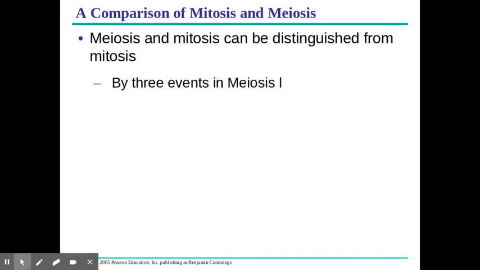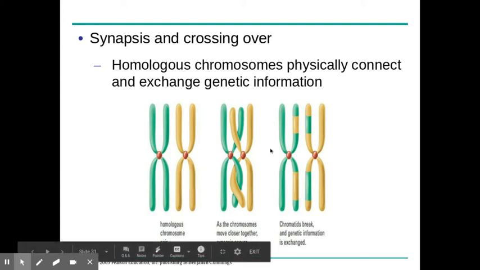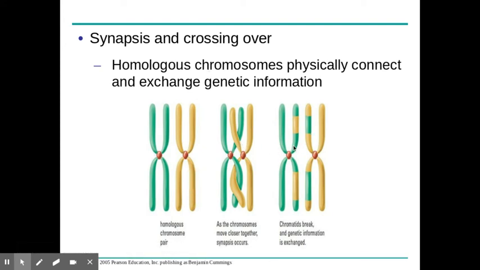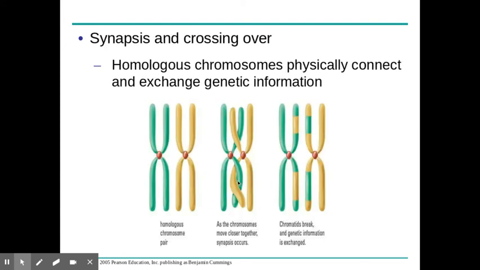So meiosis and mitosis can be distinguished by 3 really key events. And we'll go through those now. The first is synapsis and crossing over. So if we look at these chromosomes, as I said, crossing over is kind of an exchange. So if the green is dad's and the yellow is mom's chromosome, we essentially made 2 brand new, never seen before chromosomes right here by crossing over. So they have essentially traded spots.